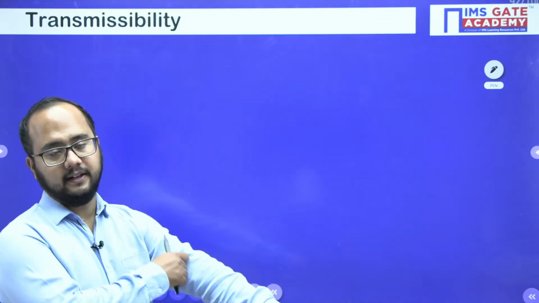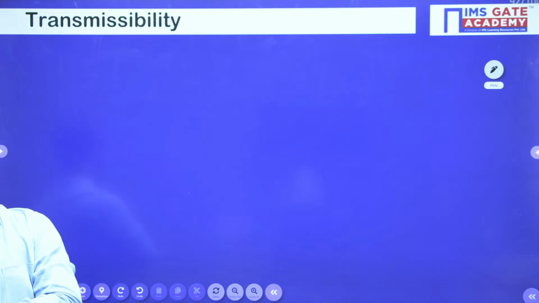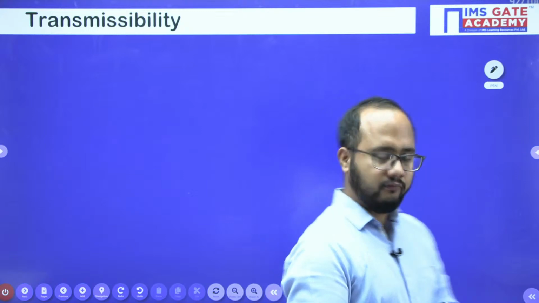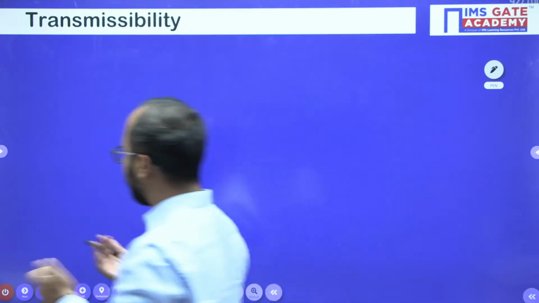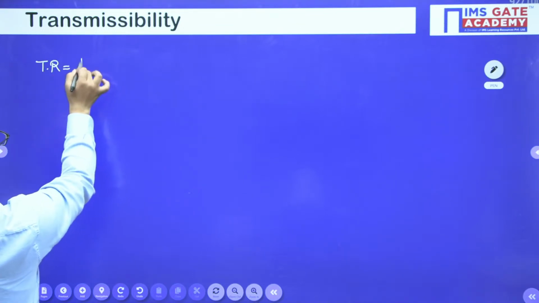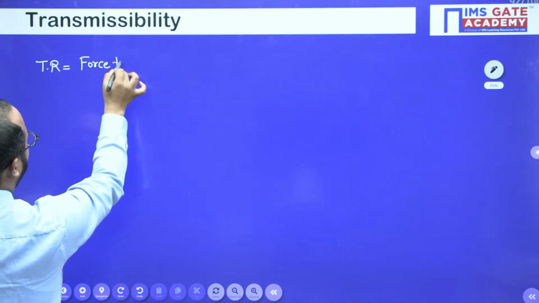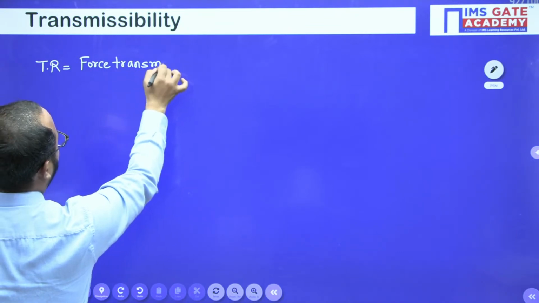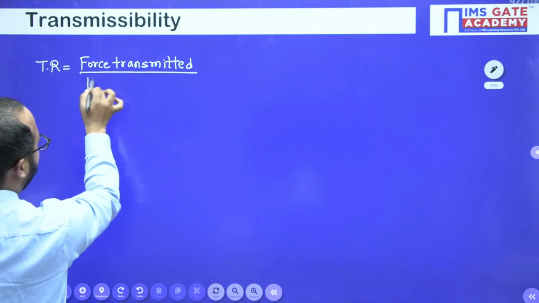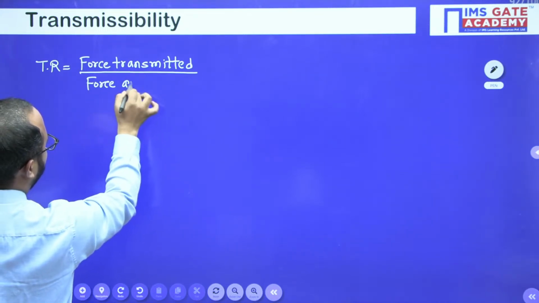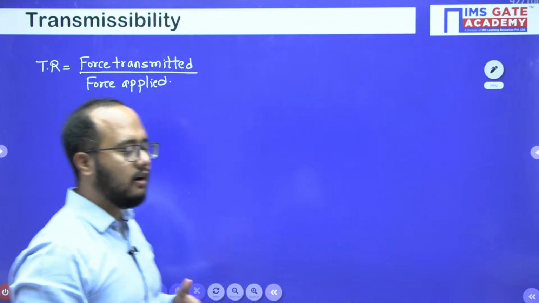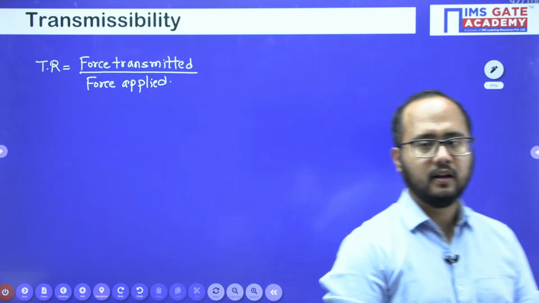Next, transmissibility. Very, very important point, transmissibility. First of all, we will write the formula here. Before writing the formula, we should write down its meaning actually. Force transmitted divided by force applied. So actually it measures the performance of the vibration isolating system.